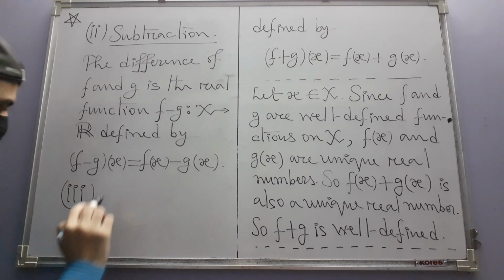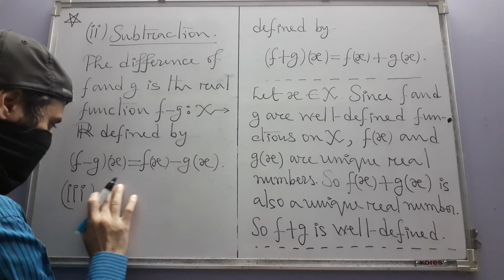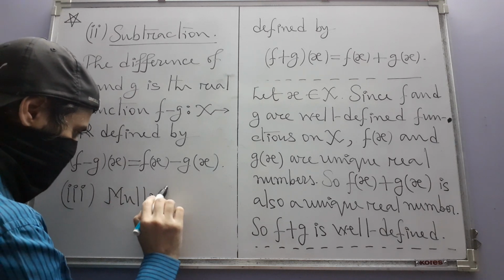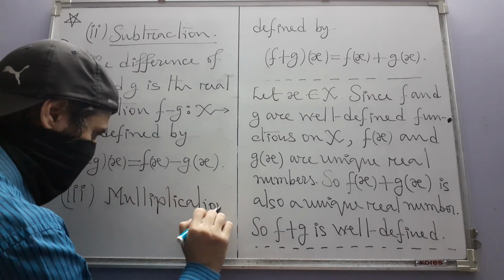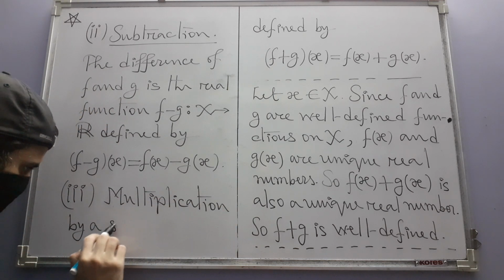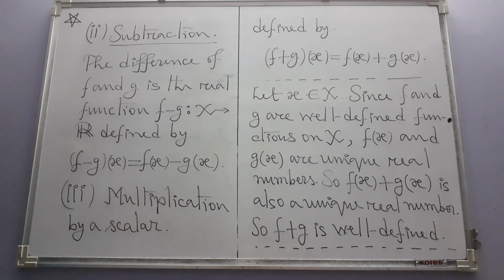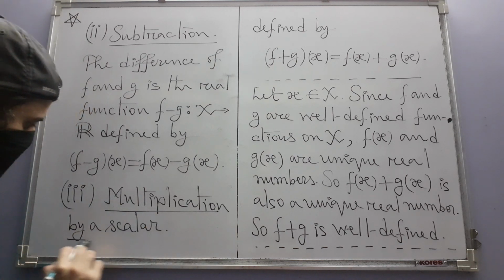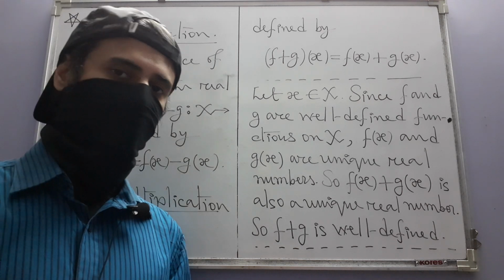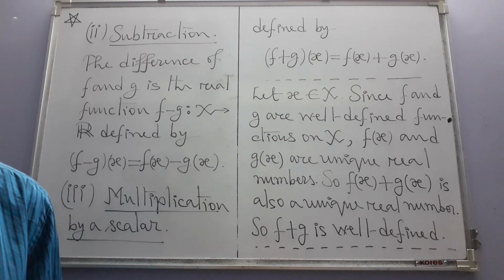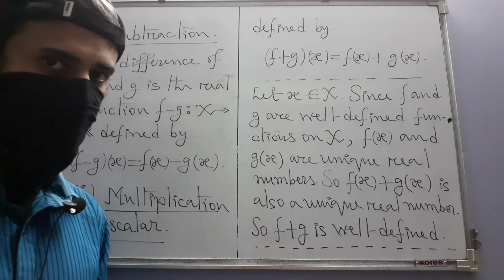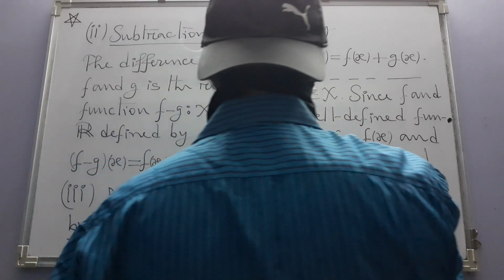Then, the next one is multiplication by a scalar. Why do we use the word scalar here? By using this word, do we mean that there is some kind of vector here? Actually, there is. But I won't go into the details of that right now itself.